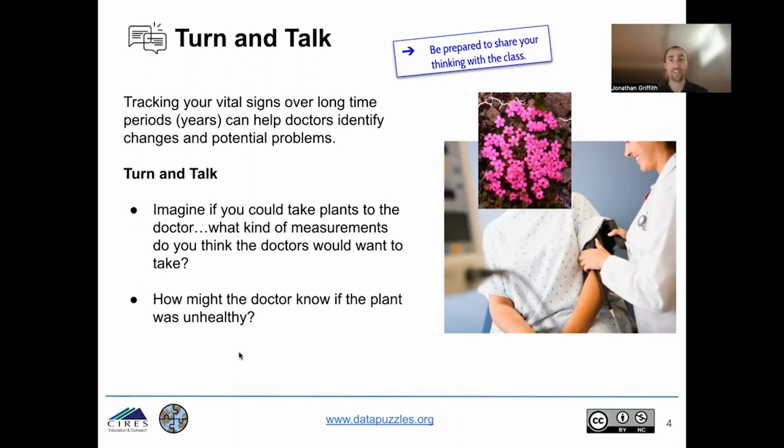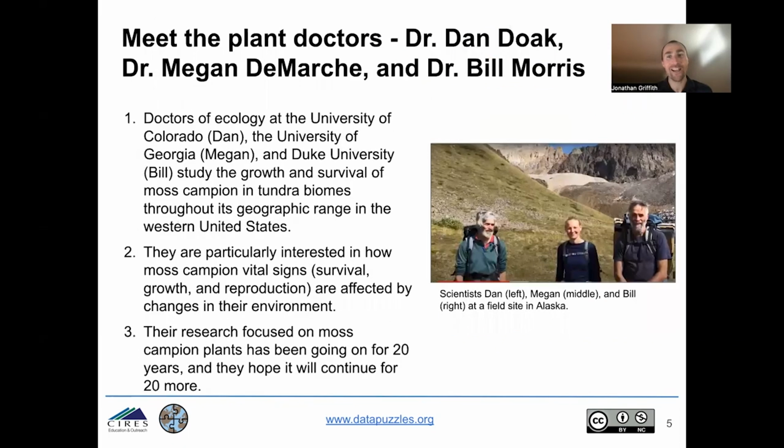And so getting students to make that connection, make that jump from their own experiences, the doctor's office, to imagine what a doctor might do if they were measuring a plant and how they might know if that plant was healthy or unhealthy. And finally, segueing that discussion into introducing the plant doctors, the featured scientists in the tipping point data puzzle. These are ecologists that study the growth and survival of a particular tundra plant called Moss campion across a broad geographic range in the western United States.